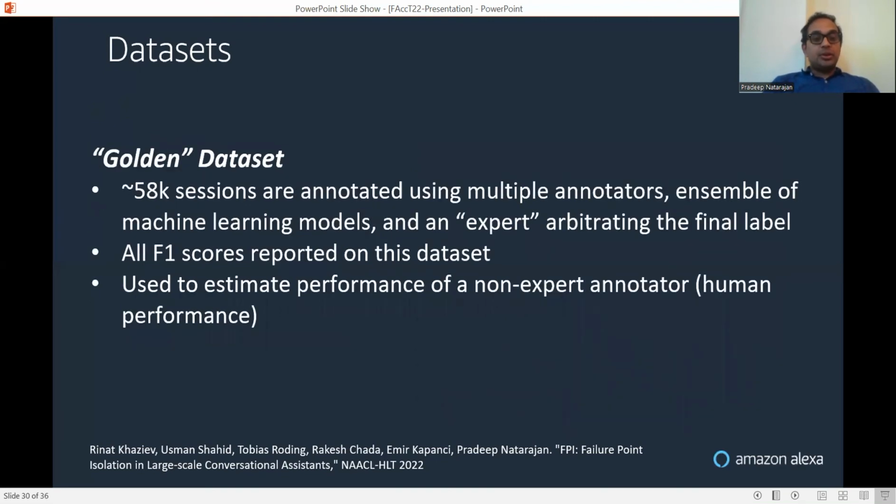In addition, we also collected a golden data set where we annotated 58,000 sessions using multiple annotators and an ensemble of machine learning models as well to verify the annotations, and finally, an expert who looks at the labels from the models as well as annotators to finalize the final label. So this is a much more heavy duty annotation workflow that we classify as the golden data set. And all the results we represent here in this paper, in this presentation, are on this golden data set. This is also used to estimate the performance of a non-expert human annotator.